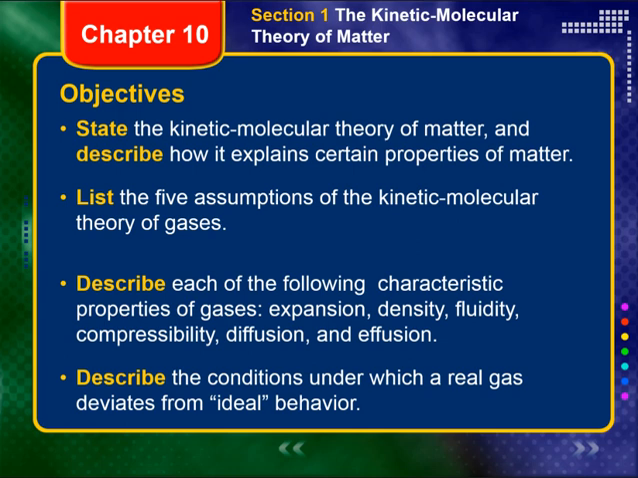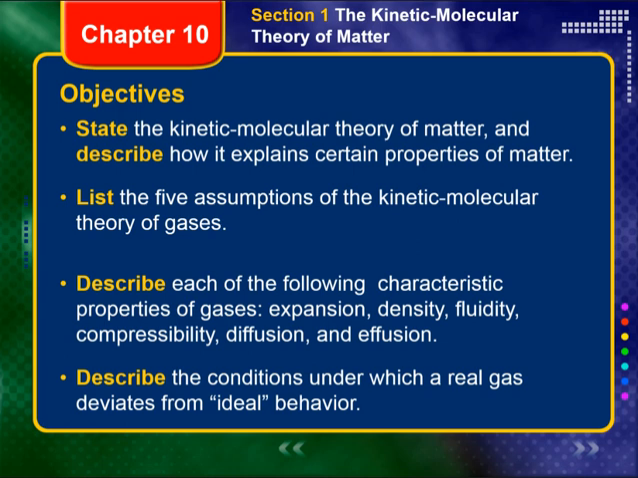So at the end of this section, section 1, I want you to be able to state the kinetic-molecular theory of matter and describe how it explains certain properties of matter. Then list 5 assumptions of the kinetic-molecular theory of gases. Then describe each of the following characteristic properties of gases: expansion, density, fluidity, compressibility, diffusion, and effusion.